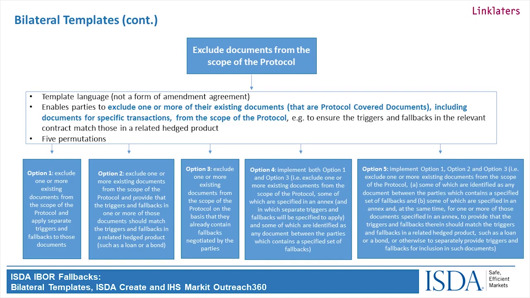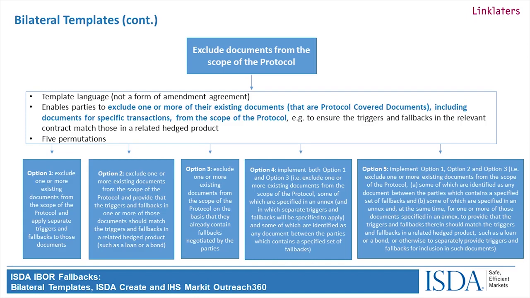So the first option is the most simple, and what it does is it allows parties to exclude from the scope of the protocol a set of identified documents, and then in their place they can apply alternative triggers or fallbacks for those documents. Now, if they do that, it's for the parties to decide what those alternative triggers and fallbacks are. One thing I would say is that this template, as with the others, can be used with either of the amendment agreements that Anne mentioned.